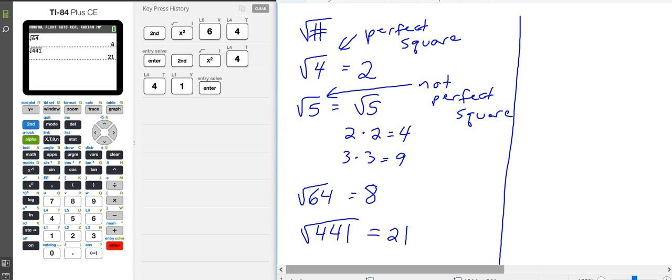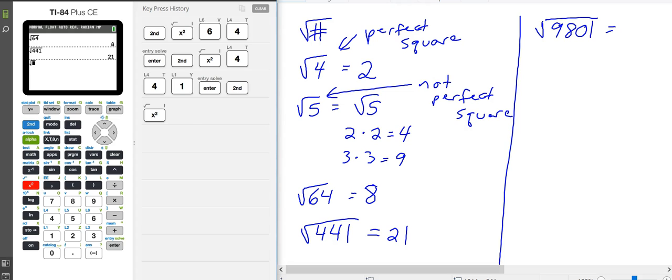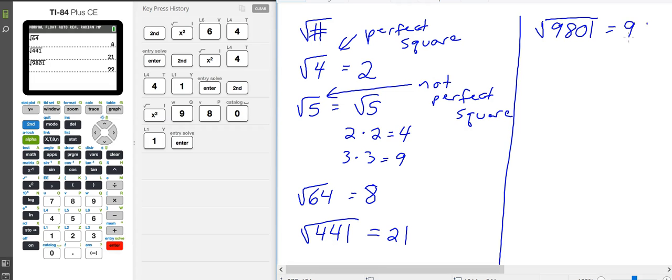Let's do one more on the calculator. Let's say we have the square root of 9801. Is this a perfect square or not? Let's do it on the calculator. Second x squared for a square root symbol, 9801, and the square root of that is 99. So 9801 is a perfect square.